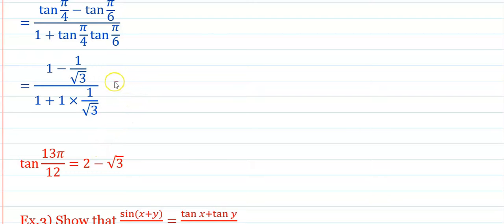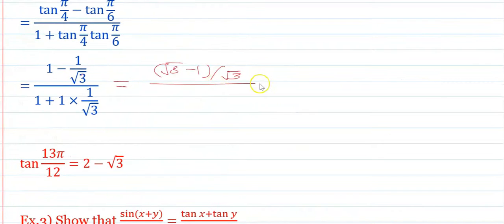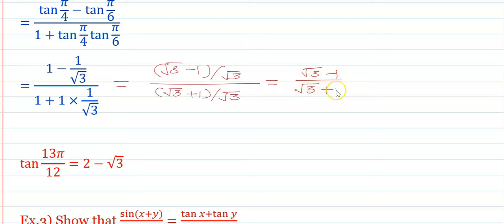We will simplify this. How do we simplify? Multiply 1 by this root 3. Then here you will get root 3 minus 1 upon here is a root 3 and to the denominator, multiply 1 again by this root 3, and hence you will get in the numerator root 3 plus 1 upon here is a root 3 and overall here you will get root 3 minus 1 upon root 3 plus 1.